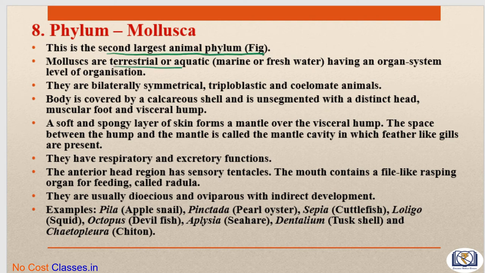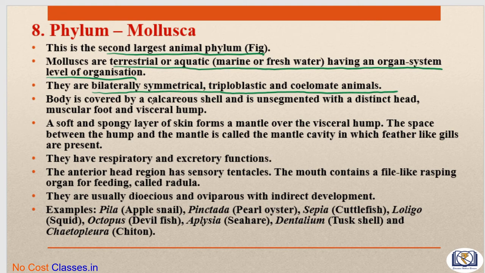They are terrestrial or aquatic. Marine or the fresh water. They have an organ system level of organization. To usse aage jitne bhi aapke organisms phylums aayenge, they all have the organ system level of organization. They are bilaterally symmetrical, triploblastic, and coelomate animals. So, these characteristics sab aapko acche samajh aa raha hai kya matlab hai bilateral symmetry ka, triploblastic ya coelomate animals ka.